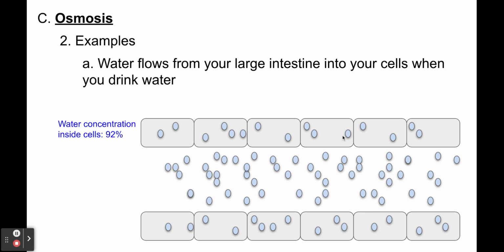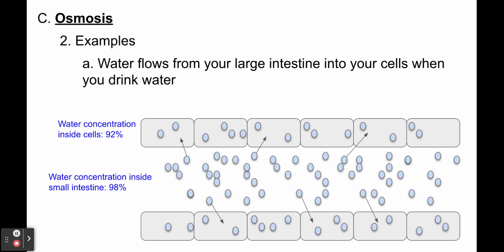The water concentration inside your cells is 92%. The water concentration inside the small intestine after you've drunk a bunch of water is 98%. Ooh, higher water concentration here. So water will move to where it's less concentrated. That means that water is going to move from the inside of the small intestine into your cells. That's a good thing. That's how you get water from the water you drink into your body. It diffuses through osmosis from your small intestine into your body cells.